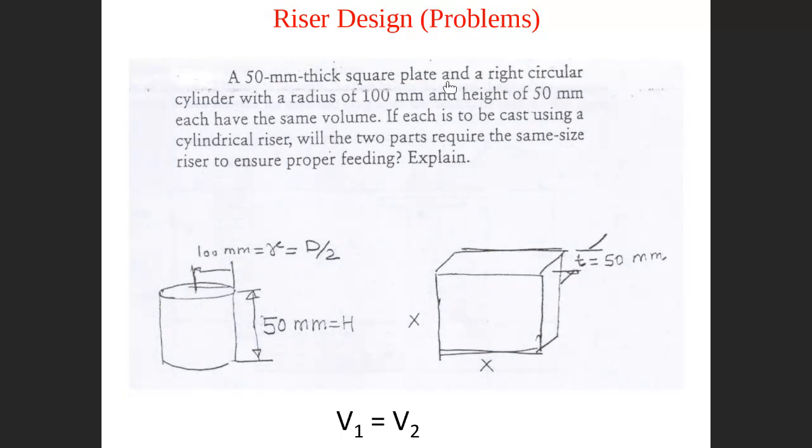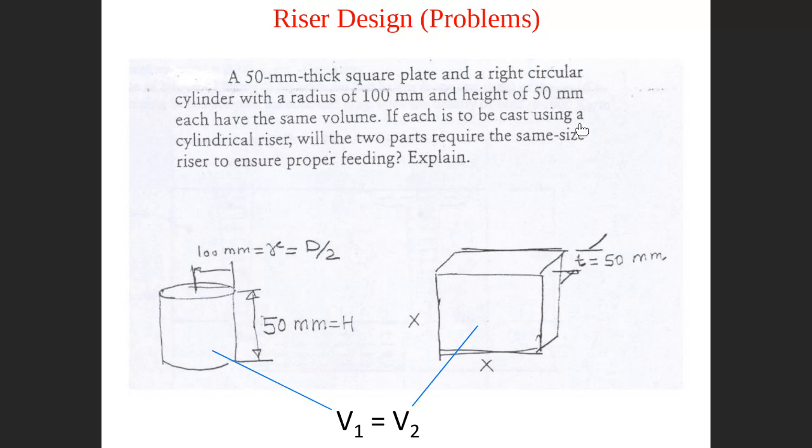Then this plate and right cylinder, each have the same volume. It means that this is volume one, this is volume two. So volume one equals volume two. The volume of this plate equals the volume of this cylinder. So each has the same volume.